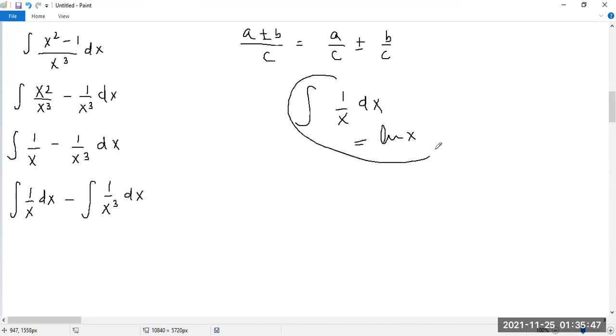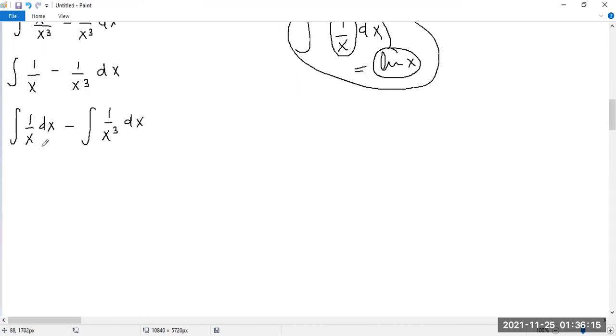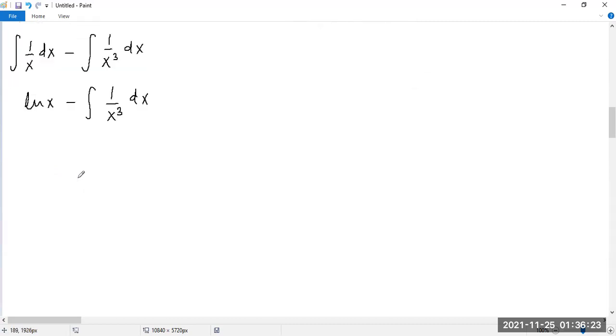So the integral of 1 over x is ln of x. Why do I say this? Remember what we were talking about when we were introducing integrals: you're looking for a function whose derivative will give you back the original function. So here, you're looking for a function whose derivative will give you 1 over x. We know that ln of x gives us 1 over x, which means that ln of x is the antiderivative of 1 over x. It's useful to remember that. This part would just be ln of x, but we still have to do the integral of 1 over x cubed. Ln of x is part of our answer.